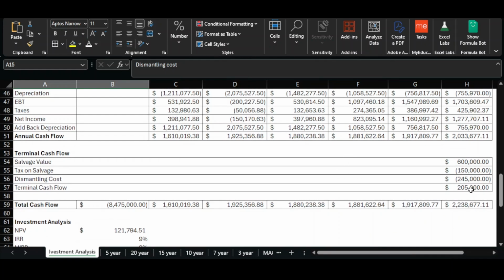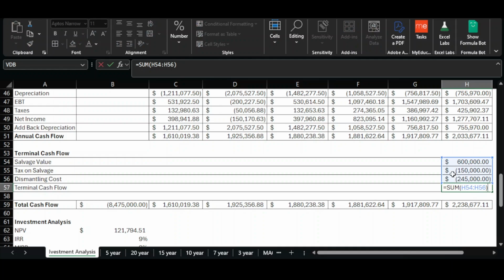and then the terminal cash flow finally, because you want to total it now. You'd like to know what came in as cash after deducting all your tax on salvage as well as dismantling cost from your salvage value. And it happens to be 205K because 600K minus 150 minus 245 is 205K.